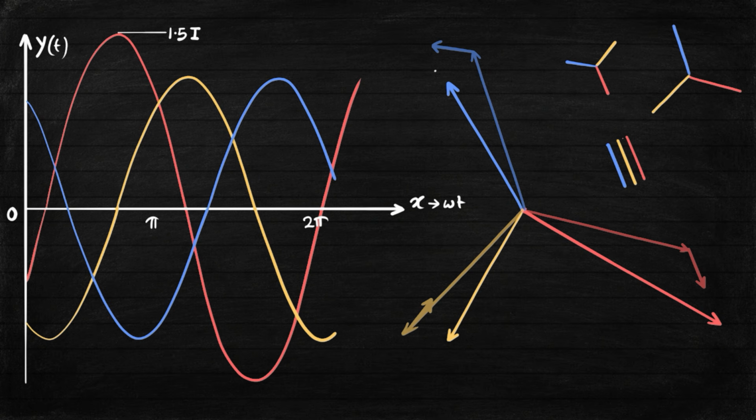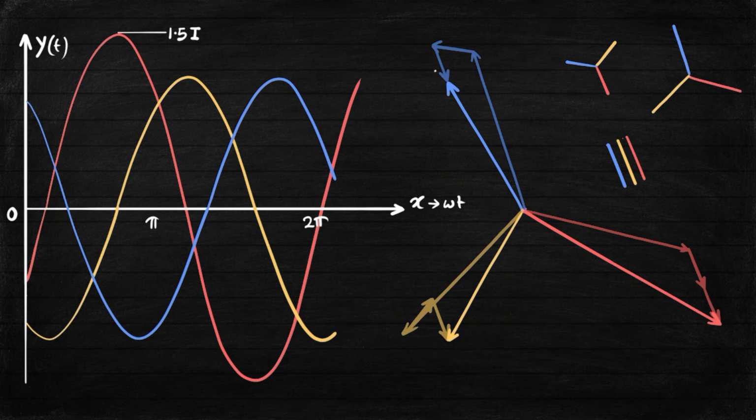Now, we will add the zero sequence current to the phasor diagram like this. First, we draw the zero sequence current in the red phase. Then, we draw the same zero sequence current in the yellow phase. And finally, we draw it in the blue phase.